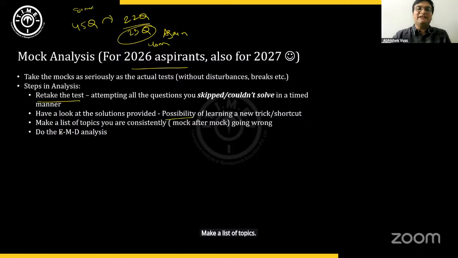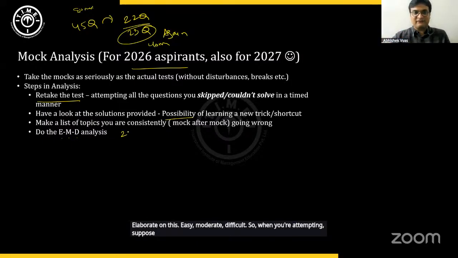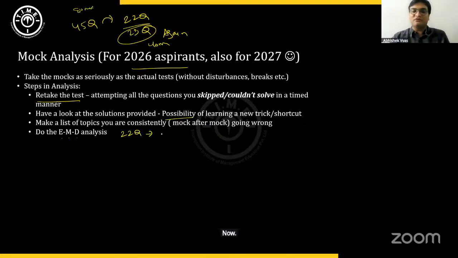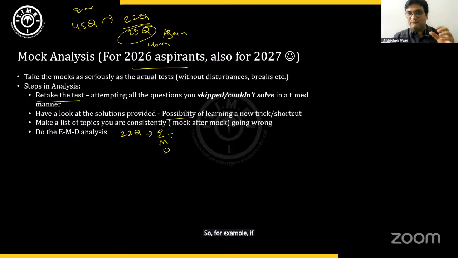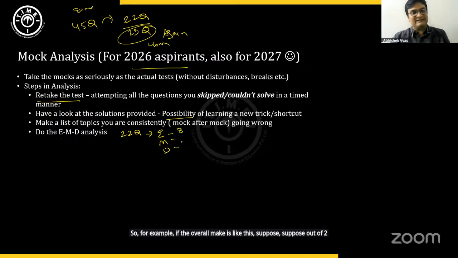Do the EMD analysis. Now, what do I mean by EMD? I'll just elaborate on this. Easy, moderate, difficult. So when you're attempting, suppose you attempted 22 questions. Now, out of these 22, how many are easy? How many are moderate? How many are difficult? So for example, if the overall makeup is like this, suppose out of 22, some 8 are easy, some 12 are moderate, 2 are difficult. It's a good selection of questions.